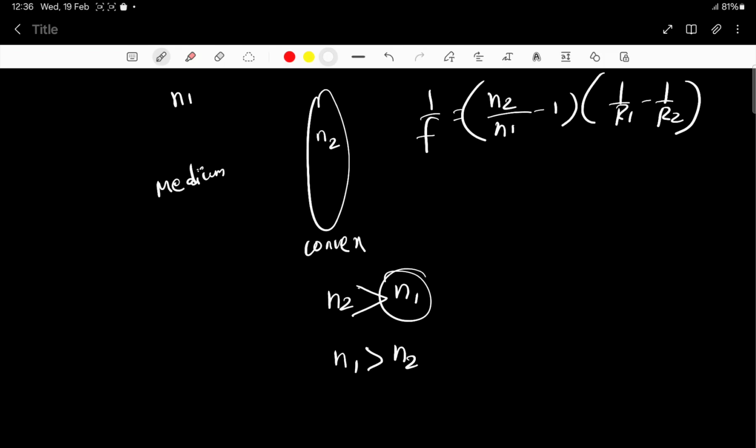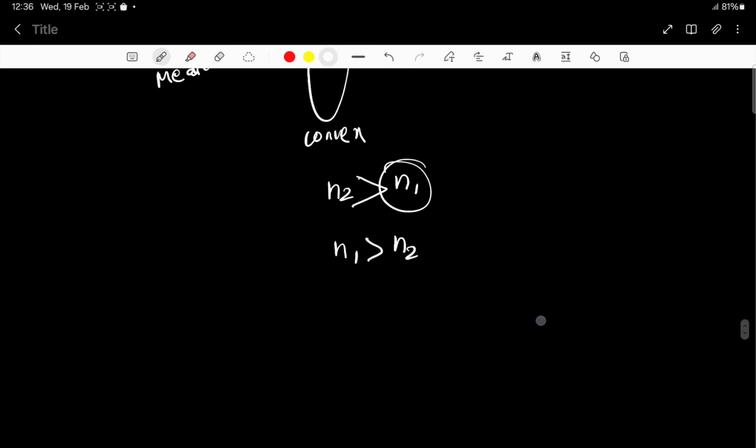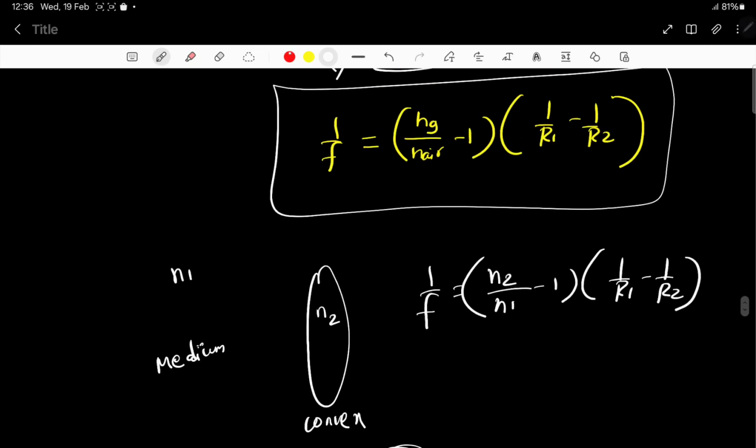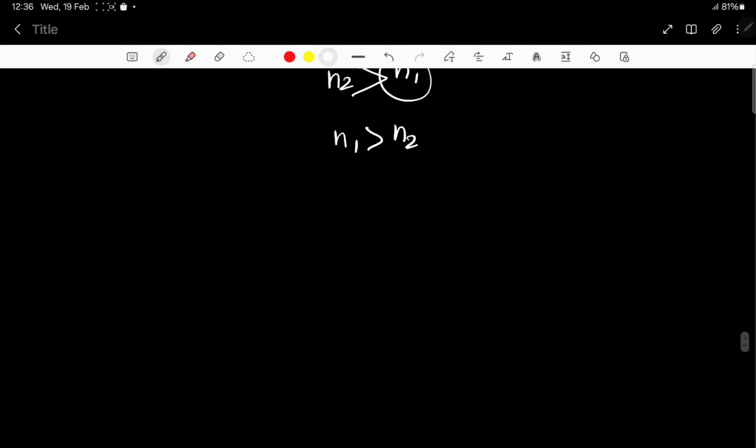But if the medium has a higher refractive index compared with the lens, then the convex lens is going to behave like a diverging lens and the concave lens is going to behave like a converging lens. Okay, and we can just note down this formula. We will be using this formula more often. By using this formula we can understand the various other cases as well.